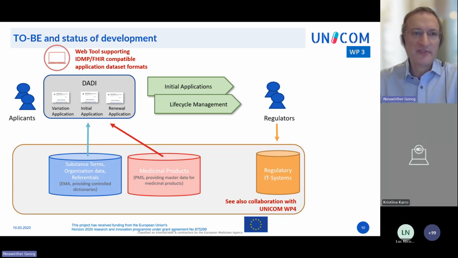So the applicants will use this new web tool, will continue using SPOR services, but you can see a new box here. It will also consume data from the SPOR PMS in the future. So the SPOR Product Management Service will provide master data for existing products, and the new tool will be able to consume data from this repository and populate application forms with this information.